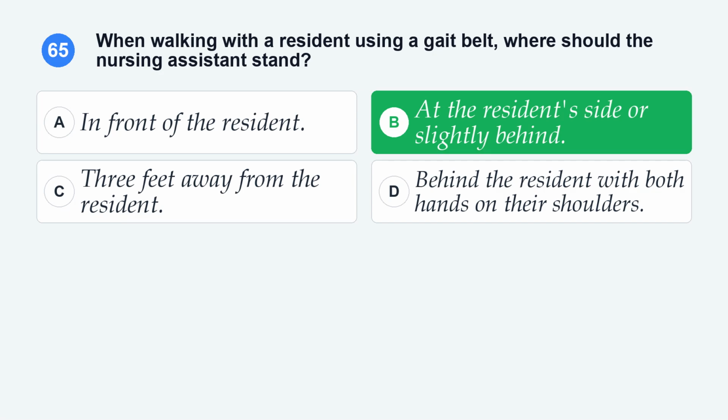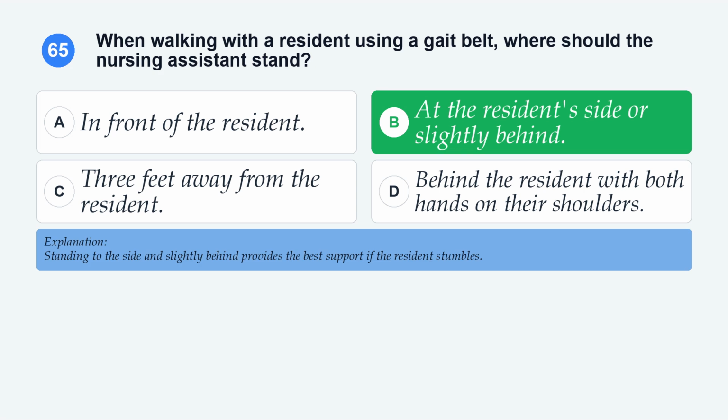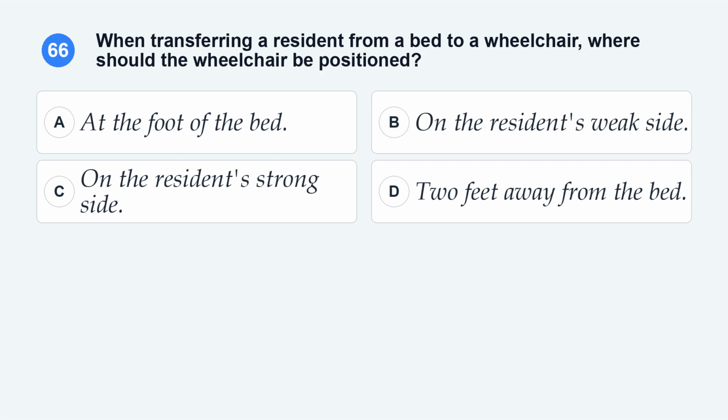The correct answer is option B, at the resident's side or slightly behind. Explanation. Standing to the side and slightly behind provides the best support if the resident stumbles. Question 66. When transferring a resident from a bed to a wheelchair, where should the wheelchair be positioned?